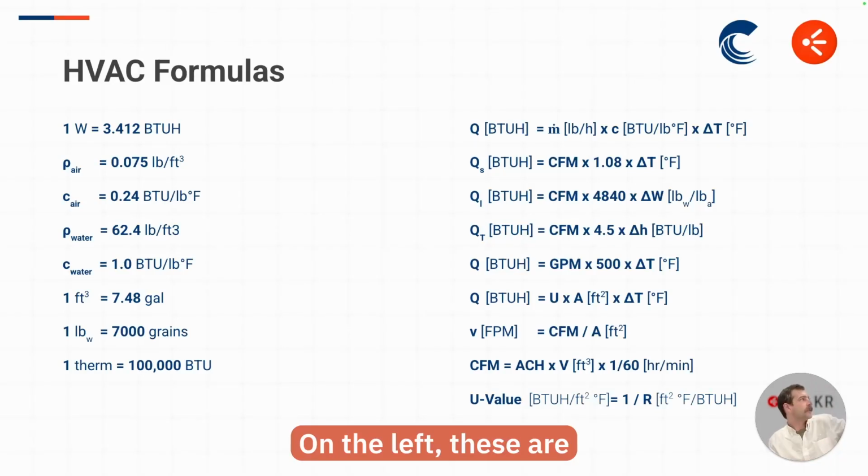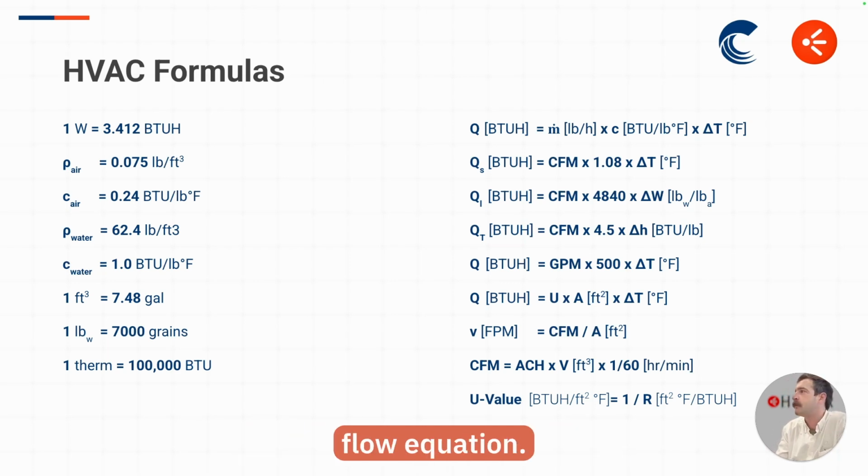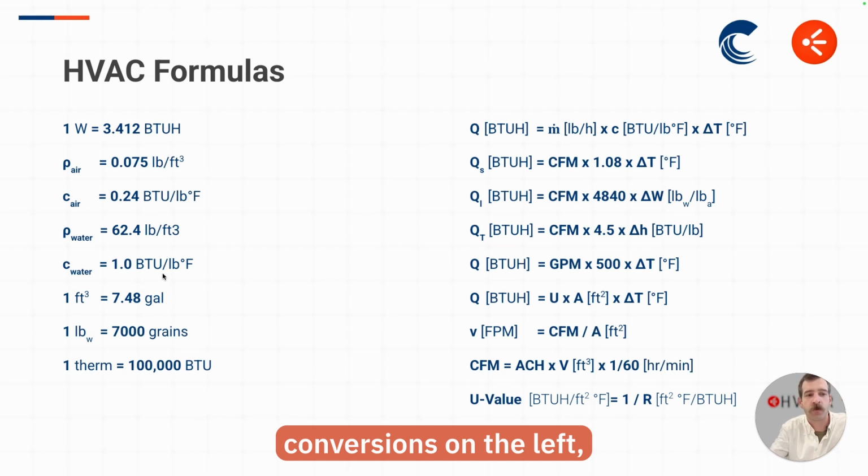On the left, these are all of the most common conversions that you want to have handy. And on the right, I start you off with the Q equals m c ΔT equation. If you go back to thermodynamics class, this is the mass heat flow equation. From this equation, you can derive all of these simplified HVAC-specific equations using this equation at the top and all of these conversions on the left. You can derive this 1.08 and this 4840 and this 4.5 and this 500 even.